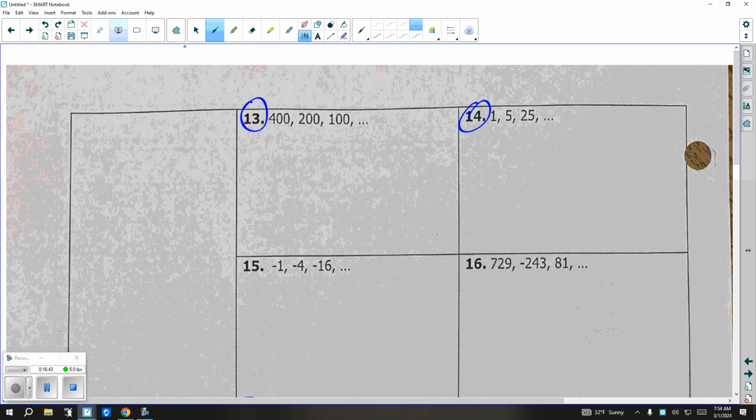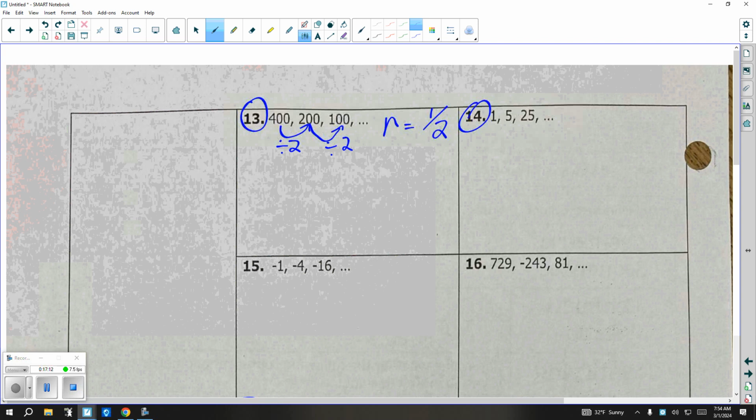There we go. Okay, the numbers are getting smaller on number 13. So I have to use a little caution here. I'm dividing by 2, right? And I'm dividing by 2. That means that r is 1/2. Since the numbers are getting smaller, you can't just say the ratio is 2, because that would mean the numbers are getting bigger. So you do the reciprocal. It's like what you're dividing by, 1 over that.